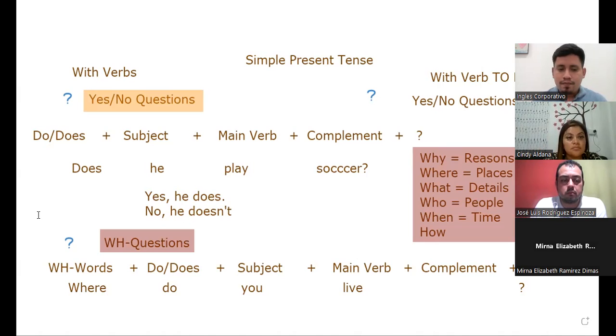Significa que con los WH words nosotros estamos solicitando pues, detalles, ¿ok? No hay opciones limitadas como los yes no questions. Los yes no questions son sí o no. Los WH questions son detalles sobre lo que se pregunta. Okay, is it clear?